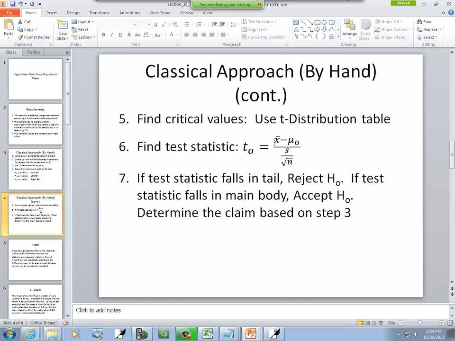Now we'll find our critical values using the t-distribution table. We'll find the test statistic. T0 is equal to x bar minus mu naught over s divided by square root of n. X bar is our sample mean, s is our sample standard deviation, n is the number in our sample, and mu naught is a number off of our claim. And 7, if the test statistic falls in the tail, reject H0. If the test statistic falls in the main body, accept H0. And determine the claim based on step 3.